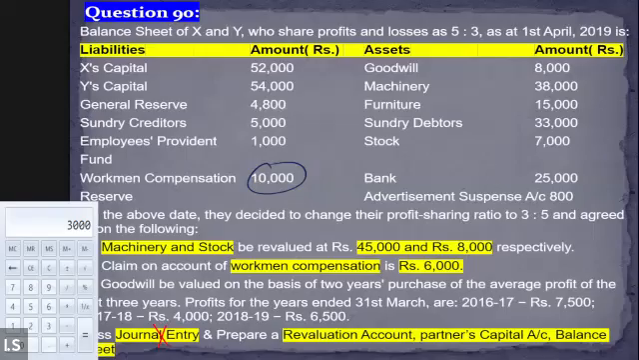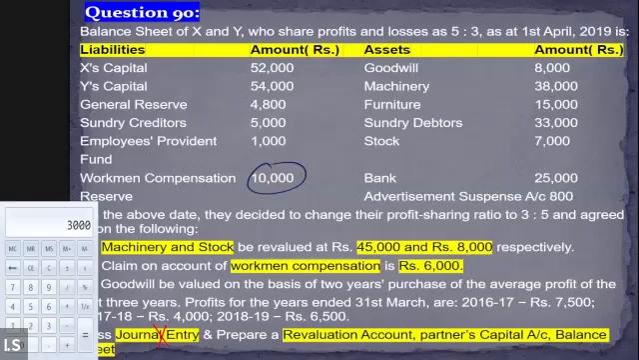Then we have sundry creditors and employees provident fund, which are liabilities. Nothing is given in the question regarding treatment of the sundry creditors and employee provident fund, so we won't be doing anything regarding these values. Workman compensation, we already treated. So this is it. I guess we are done with all the items given in the balance sheet.